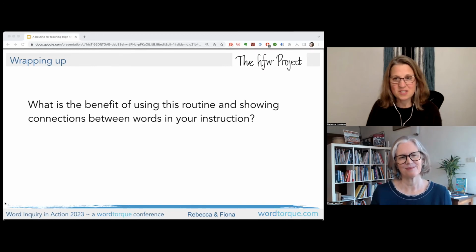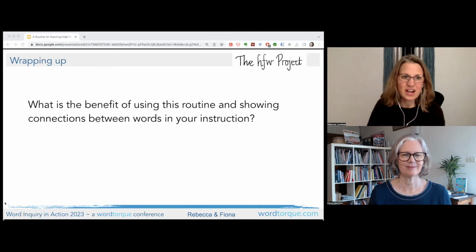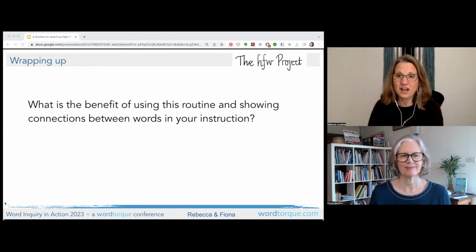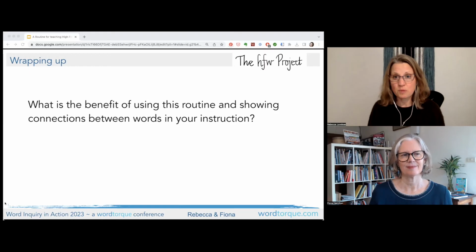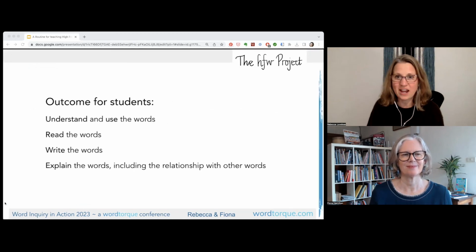So here we are. What is the benefit of using this routine that we've just been talking about? Showing the connections between the words in your instruction. So this is, we hope, a technique you want to try out. It will really deepen your instruction, not only just looking at one word at a time, but making connections between words, using those words, anchoring their meaning. It's really bringing a lot of outcomes for the student. But this is something that you, I think, will feel the impact of how many elements you're actually getting to in this one lesson. So weaving this dance through and then ending up at the practice.